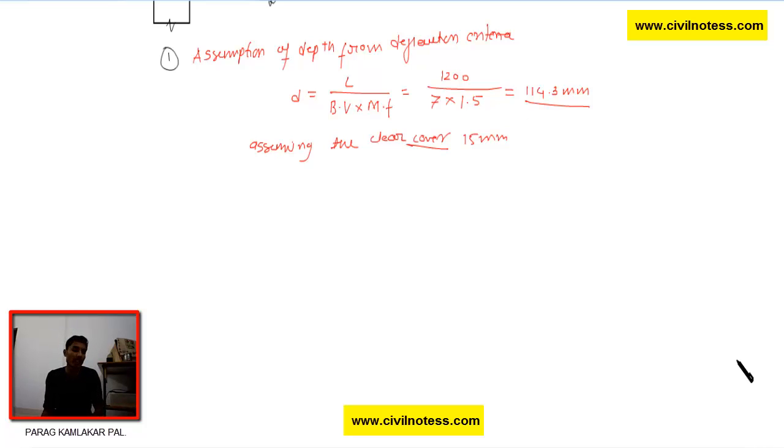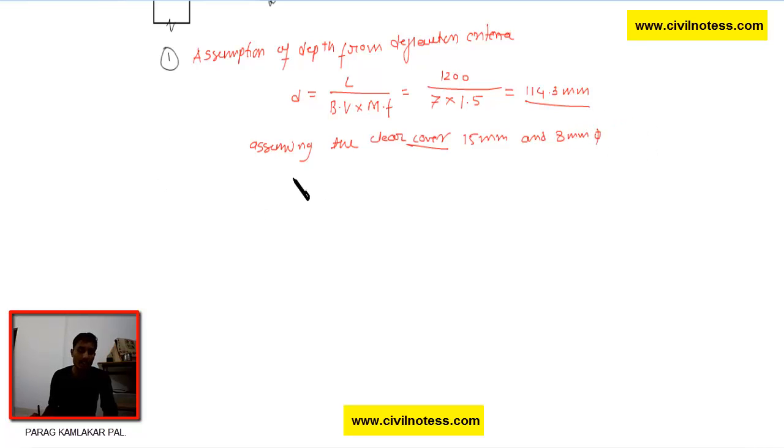Okay, after taking a 15 mm clear cover, now after that we also have to assume and take 8 mm diameter for the steel rod.